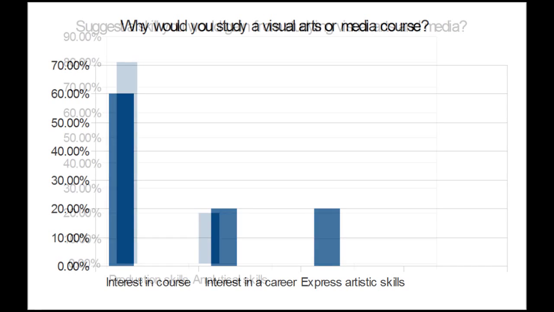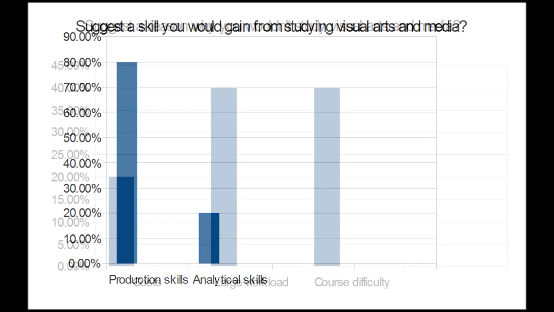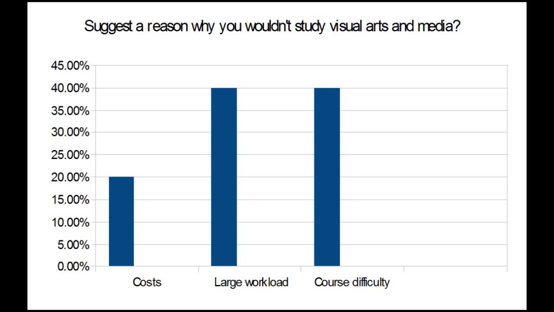The fifth question which I asked participants was what skills they would gain through studying visual arts and media. As displayed by the results, almost every participant of the question felt that the main skills they would receive from visual arts and media courses were production-based. Only a minority of students suggested that they would obtain analytical skills. This implies that Worthing College should advertise the importance of analytical skills gained through studying visual arts and media. The sixth question I asked participants was why they wouldn't study a visual arts and media course.